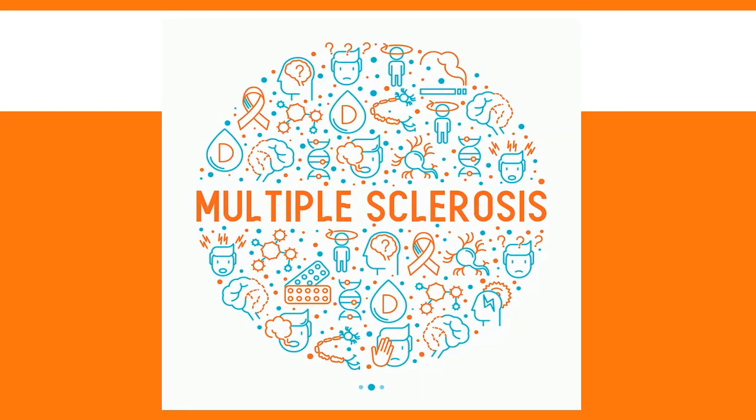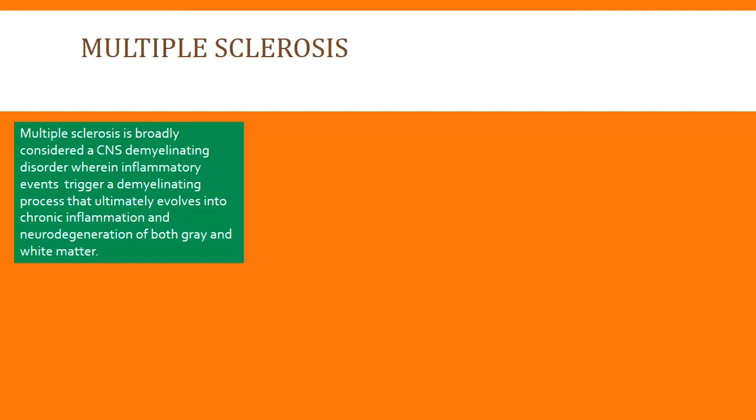Multiple sclerosis. Now, multiple sclerosis is typically a very important short note for all the postgraduate trainees. So just a quick overview of it. Multiple sclerosis is broadly considered a CNS demyelinating disorder. As we all know, it belongs to the inflammatory demyelinating disorder category. So there is characteristic chronic inflammation and neurodegeneration, particularly of the white matter, but it has now been found that it also affects the gray matter as well.